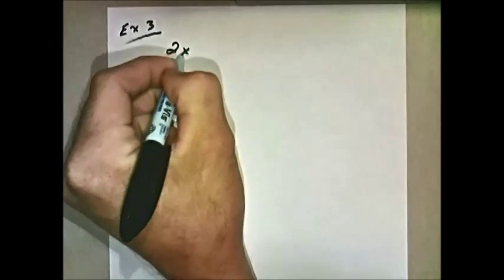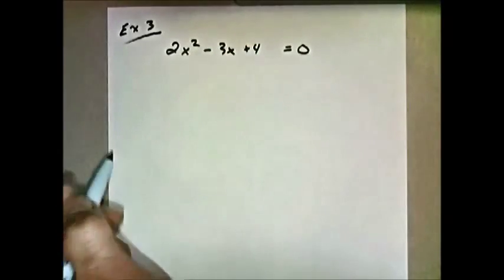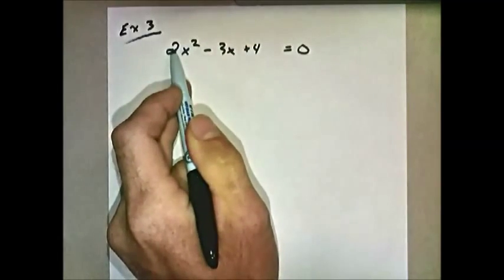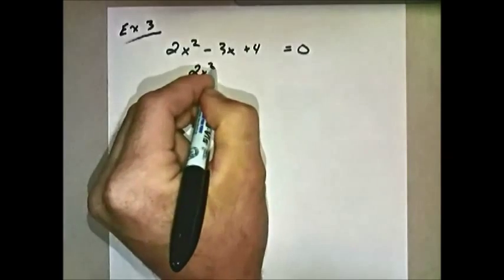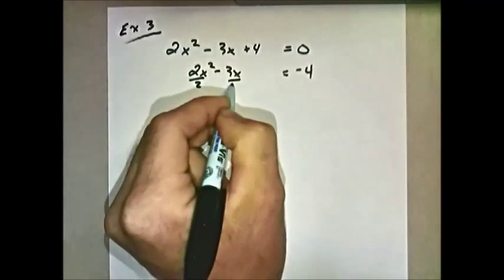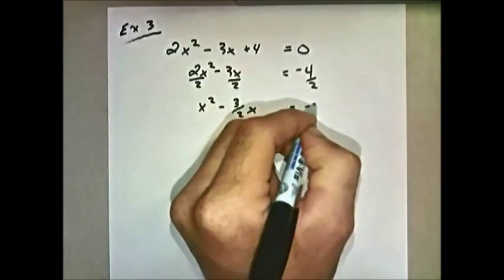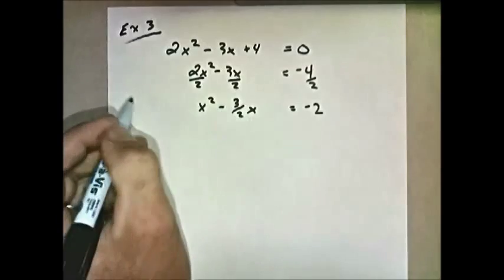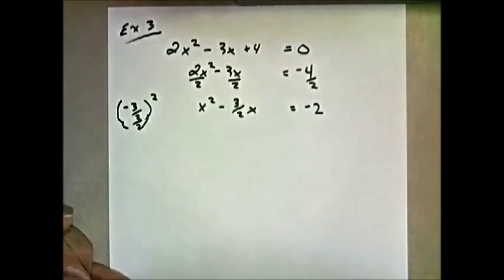And for good measure, let's look at one more example. Let's take example 3 as being 2x squared minus 3x plus 4 equals 0. Notice we have a leading coefficient not equal to 1. So we're going to move this 4 over. Gives us a negative 4. We're going to divide by 2. So we get x squared minus 3/2 x equals negative 2. Take our negative 3/2. We're going to divide it by 2. And we're going to square it.